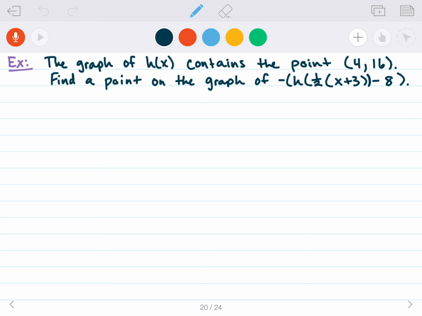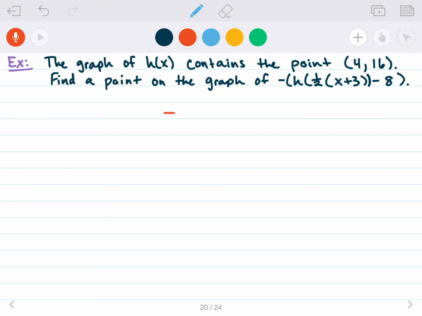Okay, the graph of h of x contains the point (4, 16). Find a point on the graph of negative h of 1/2 x plus 3, minus 8. Okay, so what are we doing here? Well, let's first distribute this negative to see what's happening. Now be careful here, because this whole thing in parentheses that I'm highlighting in red is the argument. So we don't apply that negative on the outside to the argument. We just apply it to the front of h and also to this -8, which is not part of the argument. Okay. So here we go.